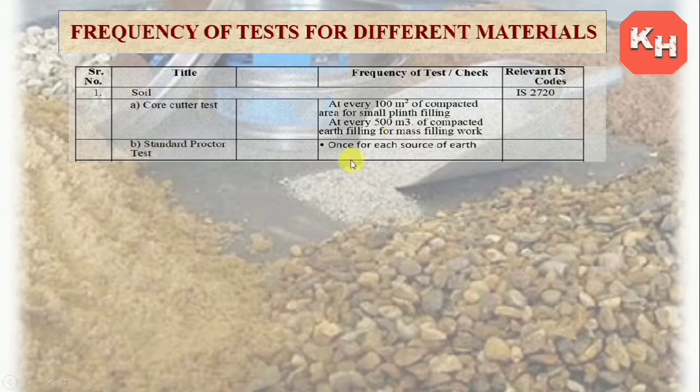Standard proctor. Standard proctor is taken for each and every source of earth. Whenever we procure earth from different sources, every time we have to take that standard proctor test. This is as per the relevant IS code, IS 2720.